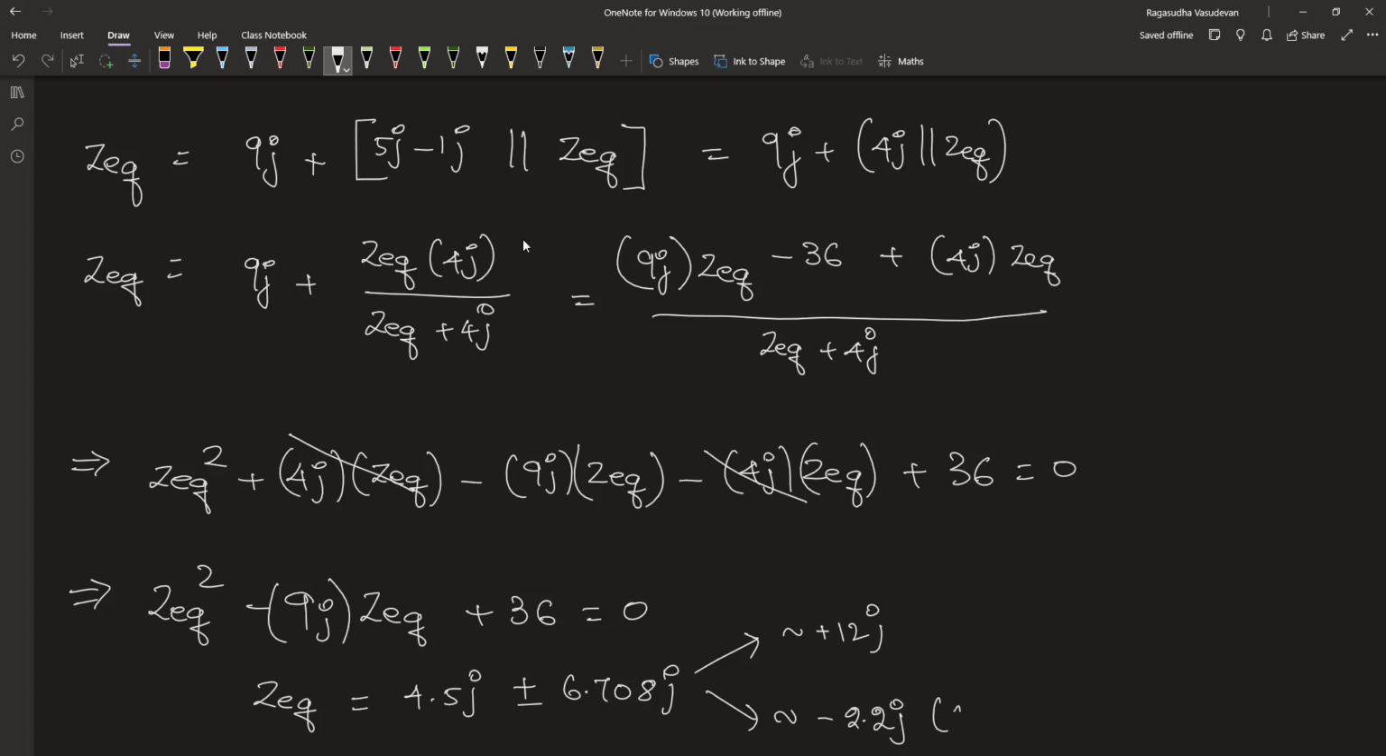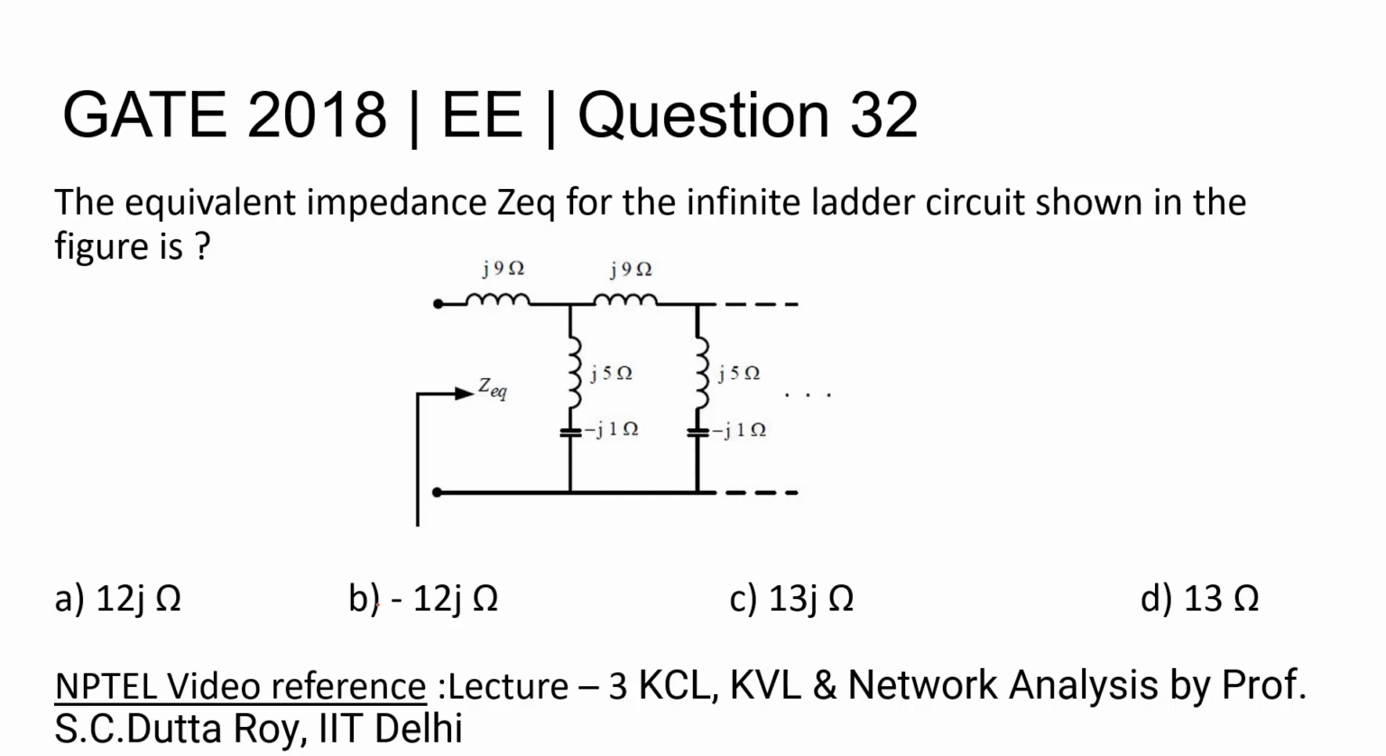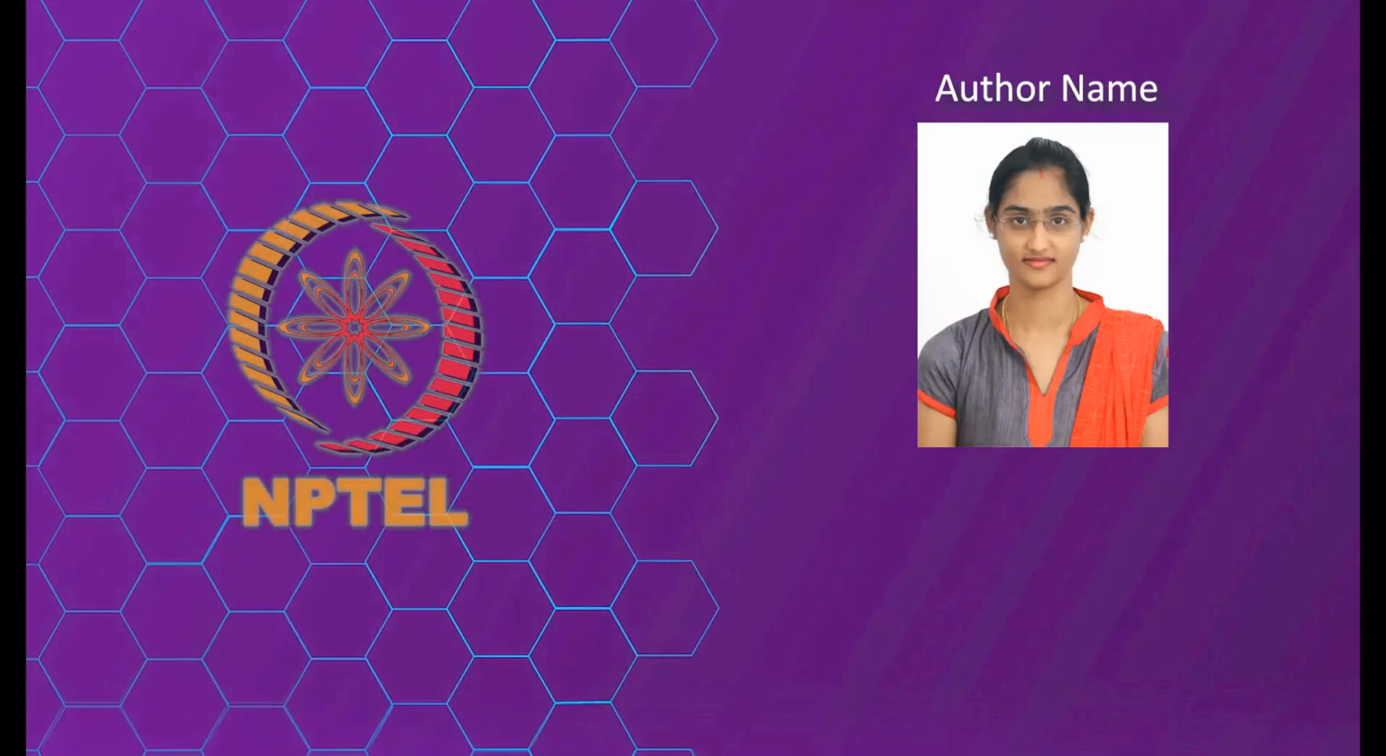In the given case, this cannot be capacitive. Therefore, the equivalent impedance of this network is plus 12J. The answer is option A, 12J. Thank you.